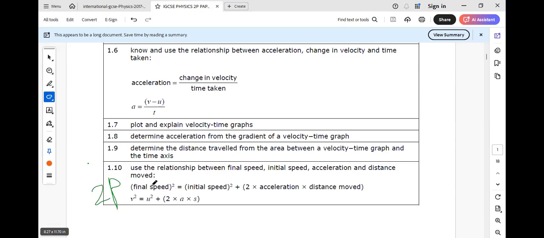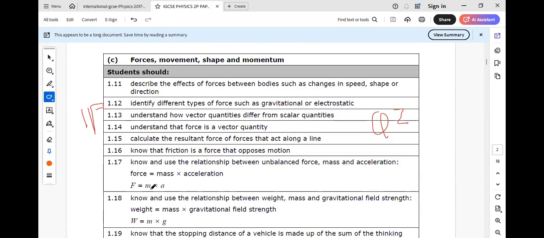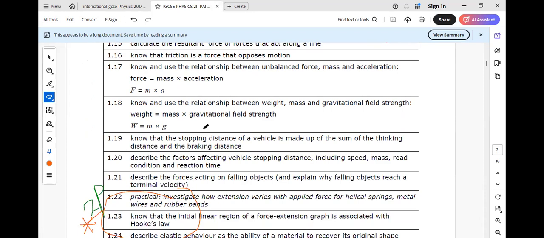And in this area, v squared equals u squared plus 2as can be in the 2P paper, right? So 1P paper, again, forces and movement. There was a question on the forces and the effects of forces. That was the second question. In the second question, we had frictional forces and the effect of frictional force. That was there.